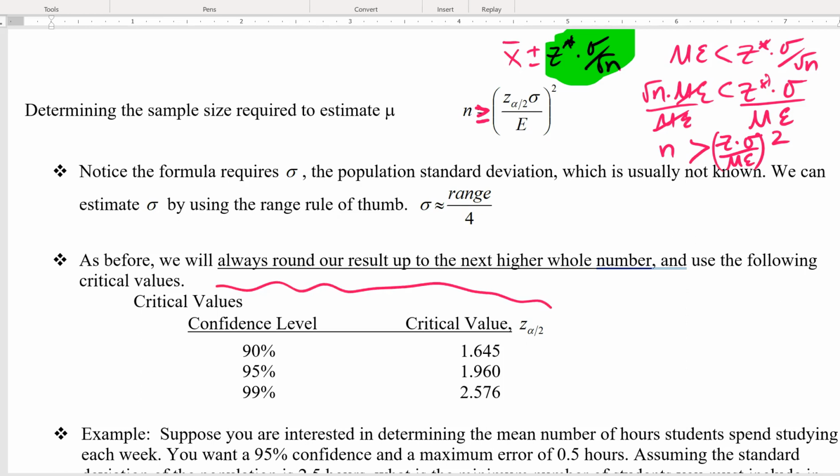These are the same z-scores we had before. We're going to go ahead and use the z's. Technically, I could do it with t and say, well, depending on the sample size, and use a different t. And that gets really complicated. There are formulas for that, but we're not going to mess with it. We're just going to use these z-scores to get our approximate sample size that we want.